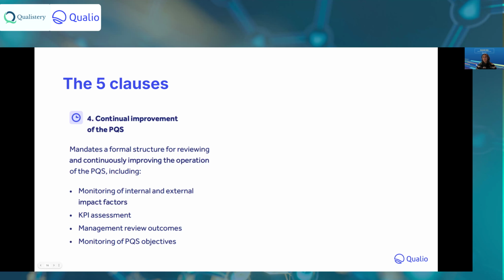Continual improvement of the quality system. So a little bit different, because this is the quality system processes and not necessarily your stability and your process documents and process validation. So how do we ensure continual improvement of the quality system?